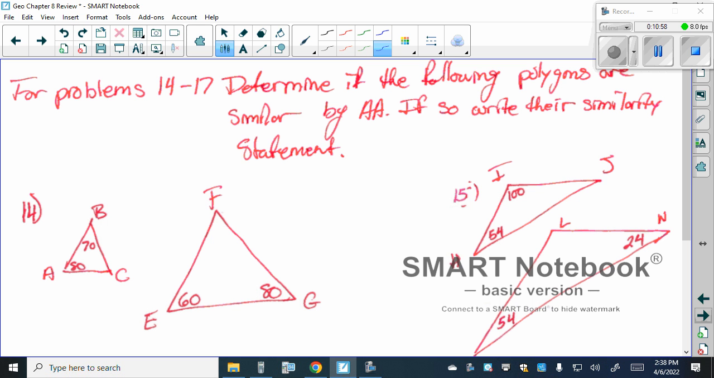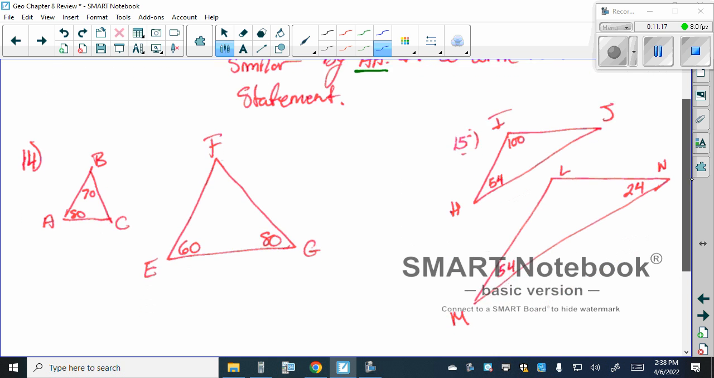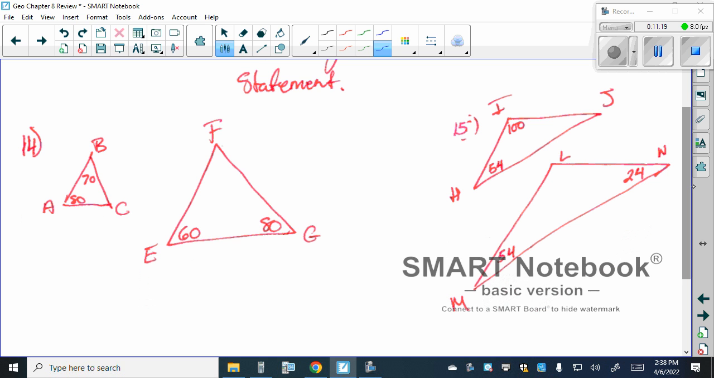So if two triangles are similar by angle, we need what? Two sets of angles that are congruent. So if I have two sets of congruent angles in the figures, then we can say the two are similar by angle. Is there one in particular that we want to look at? 14. So all I need is two angles, yes? In ABC and EFG, do we have two angles that are congruent?